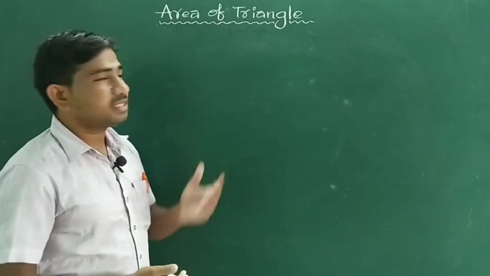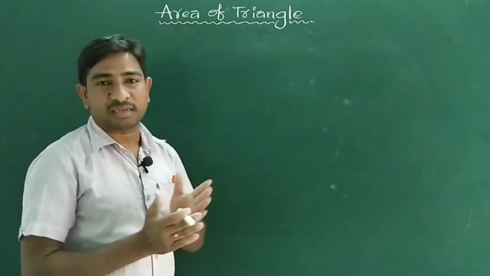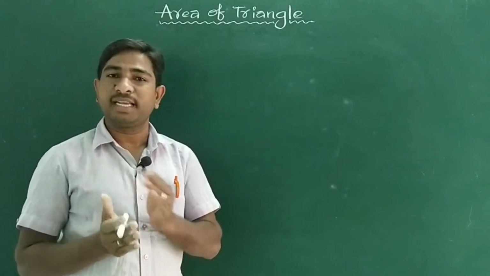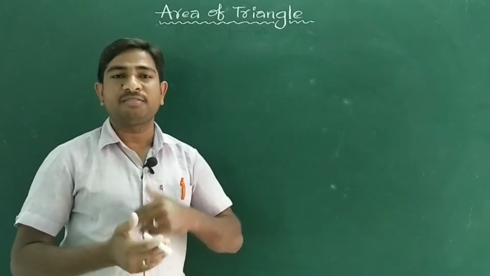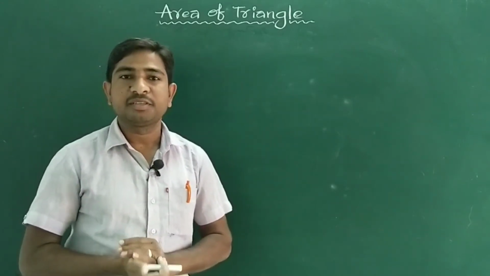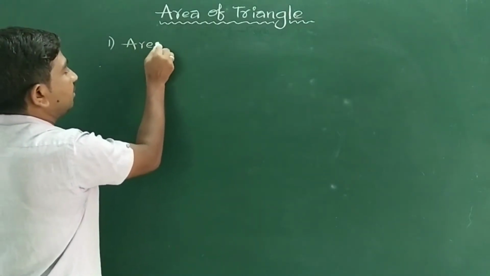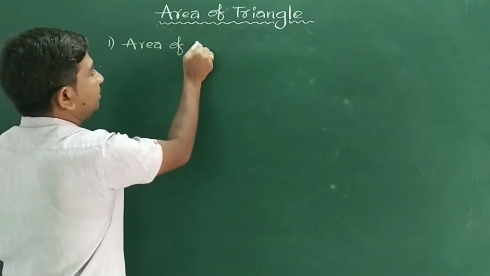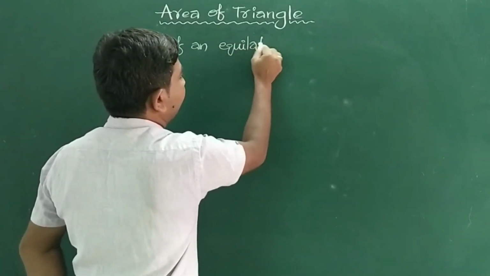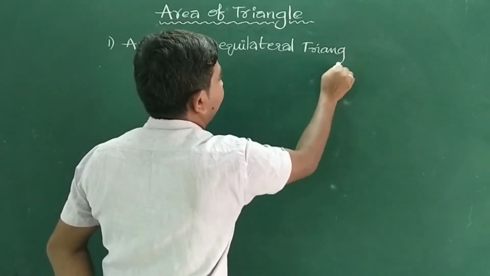So now, for a given triangle, how do we find the area of such a triangle? Here, how many formulas are there and how can we solve them? I will explain this clearly. Area of a triangle. First, you can take the area of an equilateral triangle.